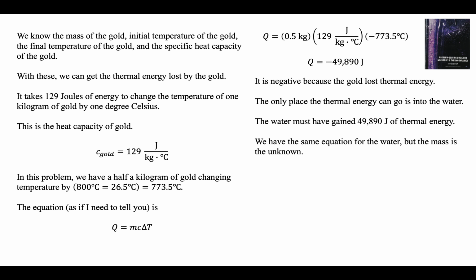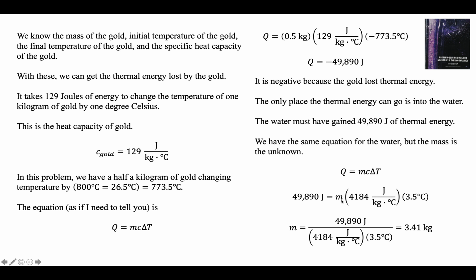We have the same equation for water. Q is mc delta T. We have to focus on the water here. Q is plus 49,890. We have the specific heat of water. The water went from 23 to 26.5, so its change in temperature is 3.5 degrees Celsius. And we can solve for the mass of the water, and we get 3.41 kilograms. That's a typical problem in this module.